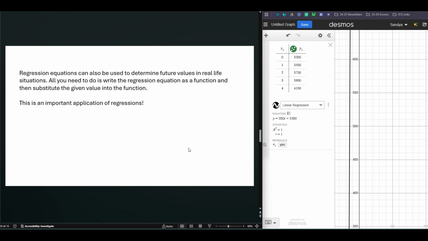So regression equations can also be used to determine future values in real life situations. All you need to do is write the regression equation as a function and then substitute the given value into the function. And this is actually a really important application of regressions. So what am I talking about?